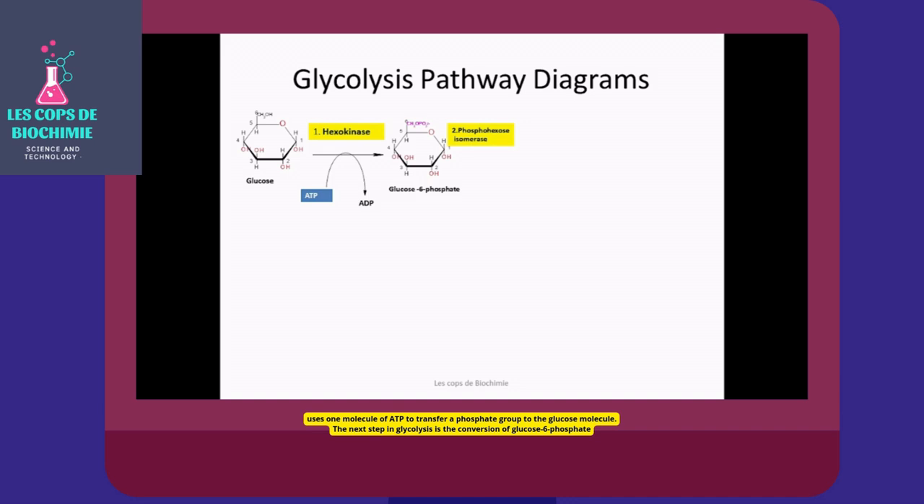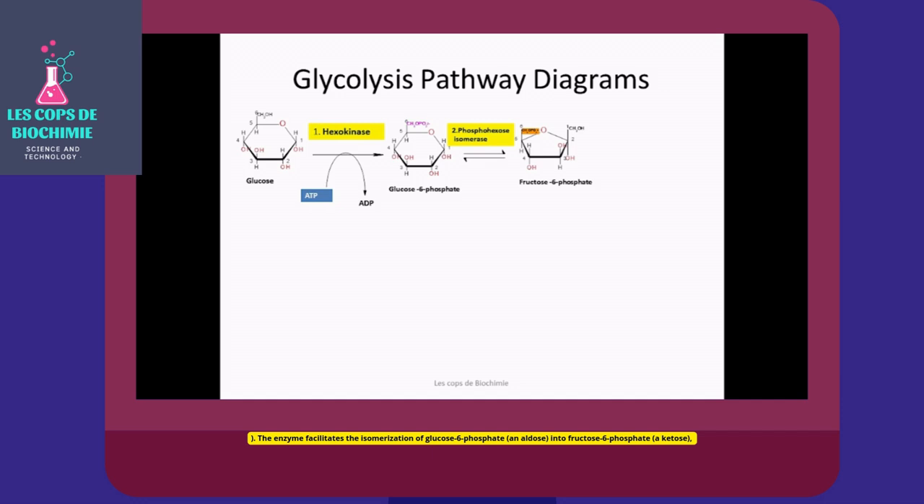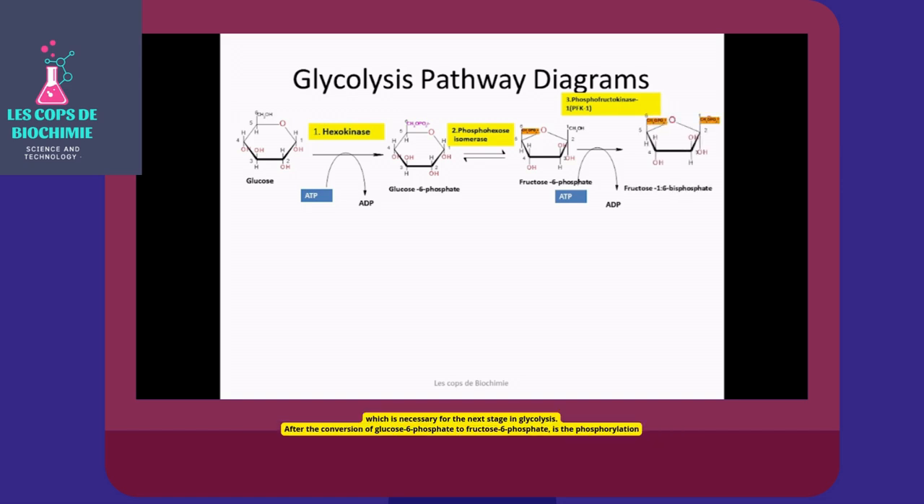The next step in glycolysis is the conversion of glucose 6-phosphate into fructose 6-phosphate. This step is catalyzed by the enzyme phosphohexose isomerase, also called glucose 6-phosphate isomerase. The enzyme facilitates the isomerization of glucose 6-phosphate, an aldose, into fructose 6-phosphate, a ketose, which is necessary for the next stage in glycolysis.